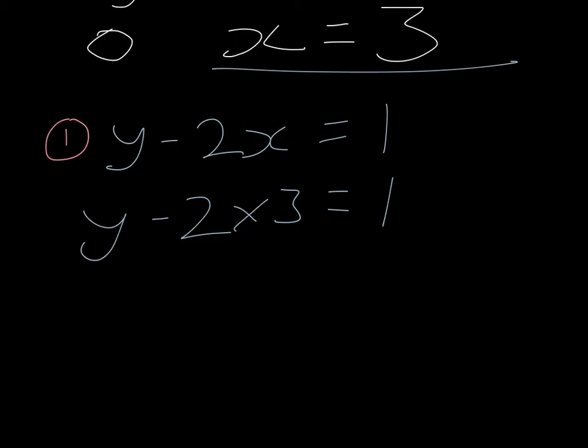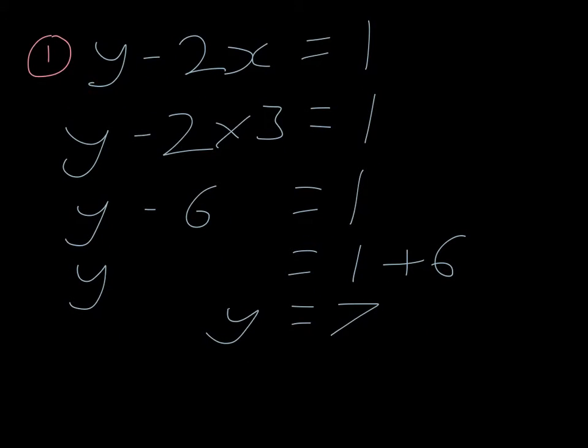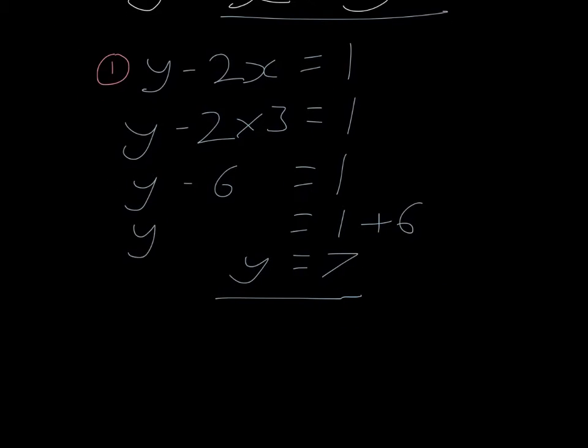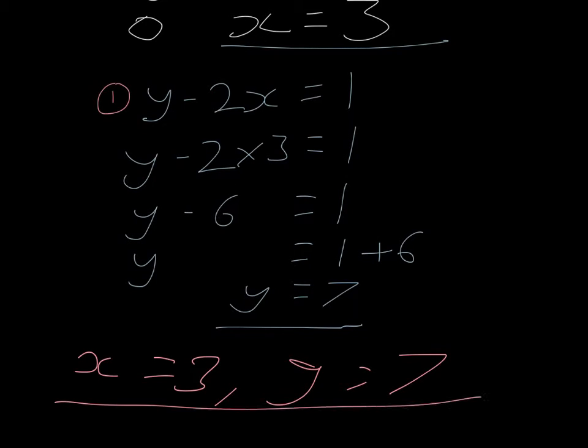Minus 2 times 3 gives me minus 6, because a minus times a positive gives me a minus number. So y minus 6 equals 1. y is equal to 1 plus 6. y equals 7. And that's an answer. So remember, I'm underlining my answers. And just to make it really clear at the end, I can write out x is equal to 3 and y is equal to 7. Underline them as my answers.